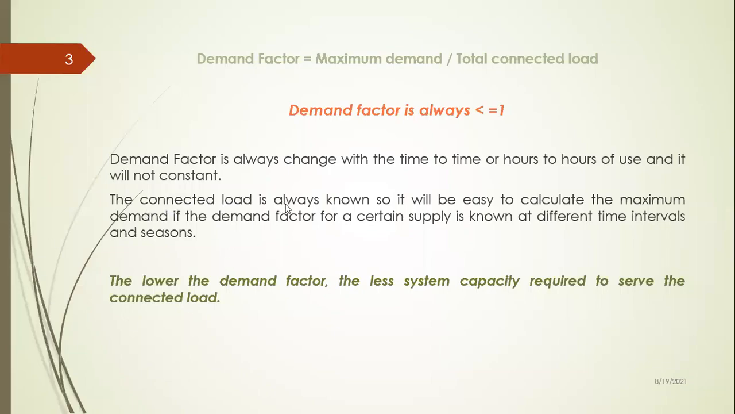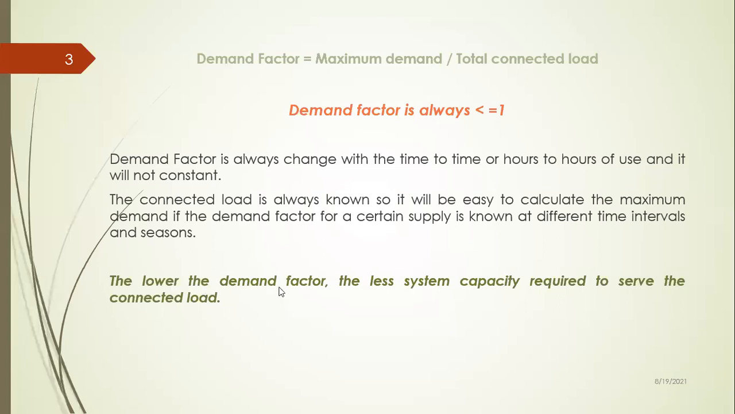The connected load is always known. So it will be easy to calculate the maximum demand if the demand factor for a certain supply is known at different time intervals and seasons. If the connected load is known and demand factor is known, you can easily calculate the maximum demand from that. The lower the demand factor, the less system capacity required to serve the connected load.